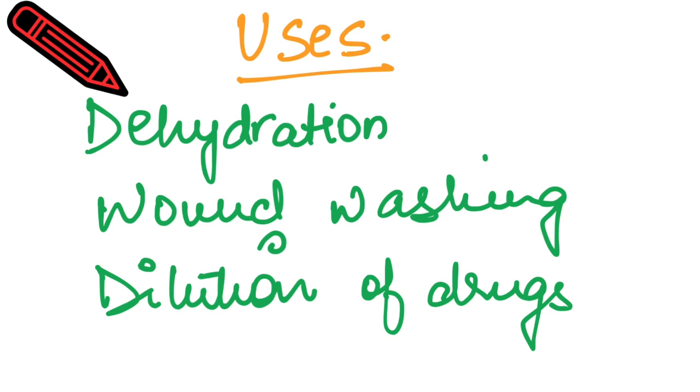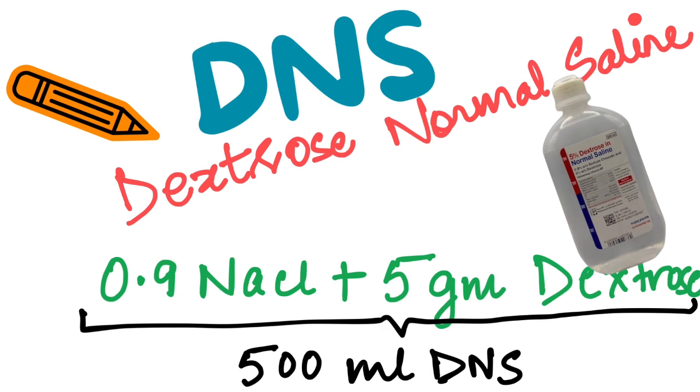It can also be used for wound dressing at the time of surgery, when we are doing any sort of dressing. So for wound washing it can be used. For dilution of drugs, the drugs usually come diluted, but if you need, you can dilute them with normal saline also if it is not prohibited.